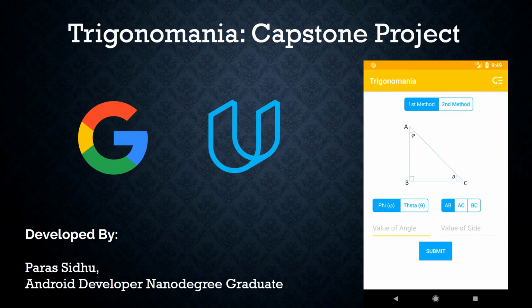Let us get started. Trigonomania was my capstone project for the Android Developer Nanodegree. You can see the user interface here, which is very simple and provides good UX, or user experience. The controls are just straightforward and easy to understand.